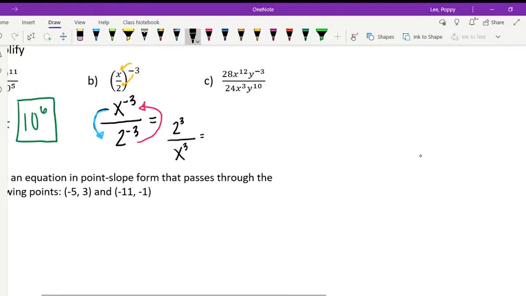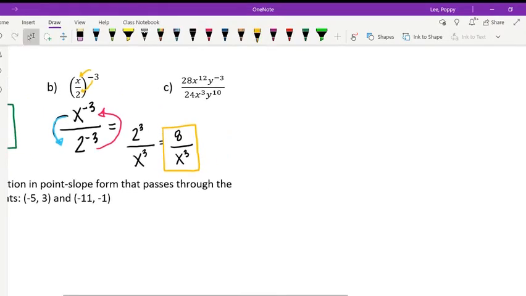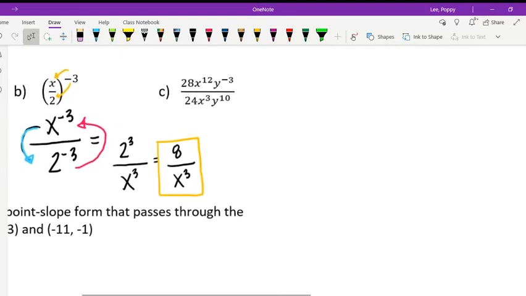We can go ahead and figure out that 2 to the 3rd power, 2 times 2 times 2, is 8 over x to the 3rd. So 8 over x to the 3rd is your correct simplified answer there. Again, negative exponents get flipped to the other side of the fraction bar.